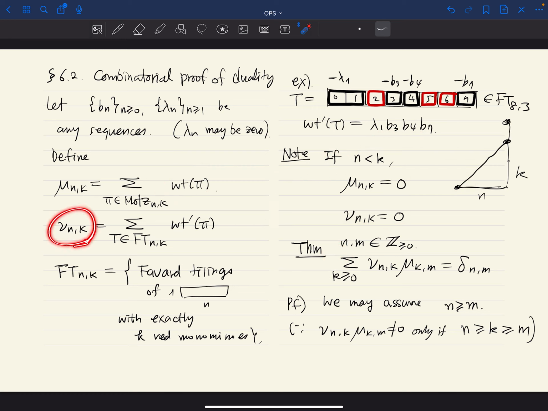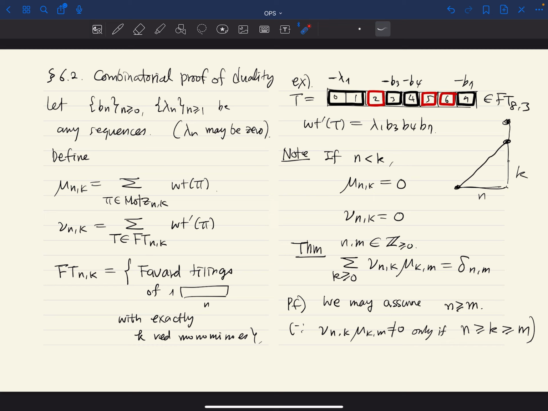And nu nk is basically the coefficient of the orthogonal polynomial P_n, but we can also define it combinatorially using the Favard tiling. So this means the Favard tilings of size n with exactly k red monominoes. A red monomino was for 1x, but in this weight prime, we only consider minus lambdas and minus b's. So x's are not counted as weight.